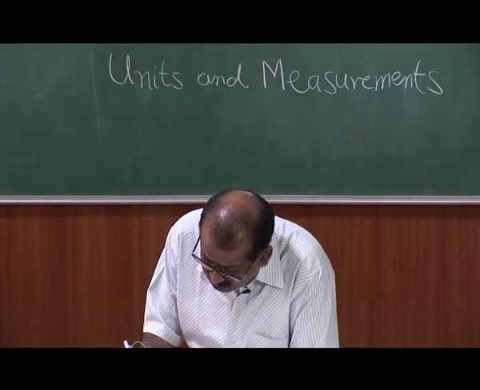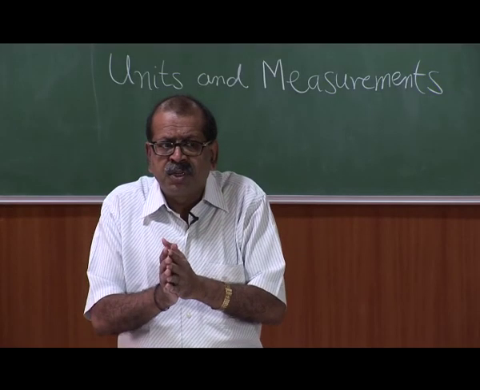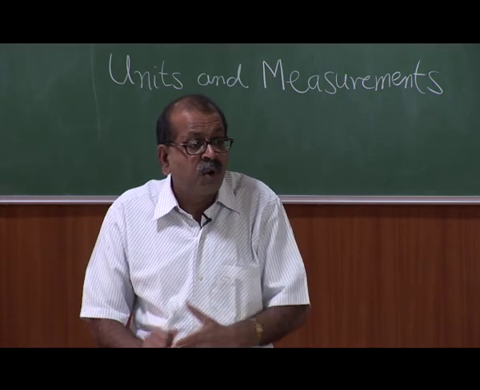Then if the factor by which we multiply is even bigger, 10 to the power of 6, then the prefix which we use is mega. If we have another factor of 1000, that means we multiply it by 10 to the power of 9, then we use a prefix called giga, and if it is 10 to the power of 12, that means another 1000 times of giga, then the prefix which we use is called tera. For example, when we count computer operations, we talk of something called teraflops. So, teraflops will be 10 to the power of 12.